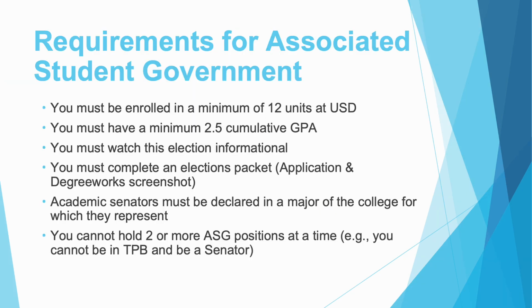So what are the requirements for ASG? Well, you must be enrolled in a minimum of 12 units here at USD, and you must have a minimum of a 2.5 cumulative GPA. You also must watch this video that you should be watching right now and complete the elections packet, which includes the application and degree work screenshot. Academic senators must also be declared in a major of the college for which they represent. For example, to be a senator of the College of Arts and Sciences, you could be a history major. You also cannot hold 2 or more ASG positions at one time. For example, you cannot be in TPB and be a senator at the same time.